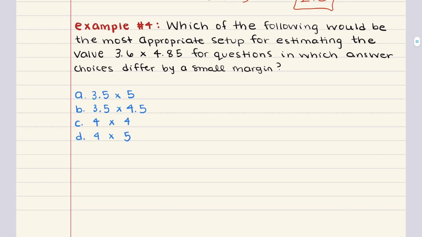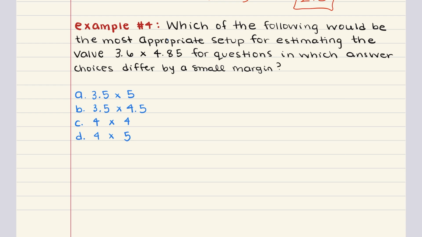Beautiful. Let's do 4. 4 says which of the following would be the most appropriate setup for estimating the value 3.6 multiplied by 4.85 for questions in which answer choices differ by a small margin. During lecture, we said that when we're estimating the product of 2 numbers, it's best to round one up while rounding the other down. This keeps our approximations logical and our final answer close to the actual value. Let's go ahead and work through these answer choices.